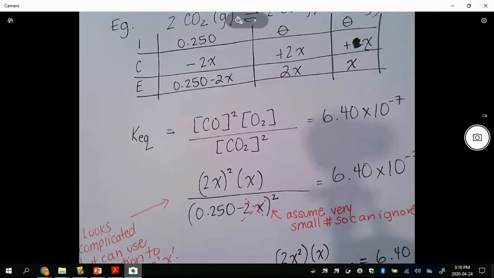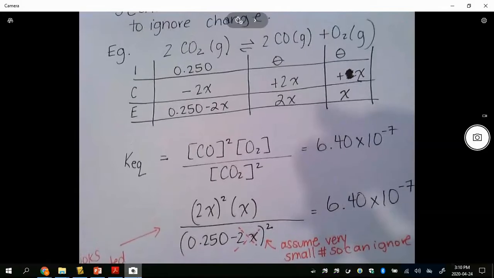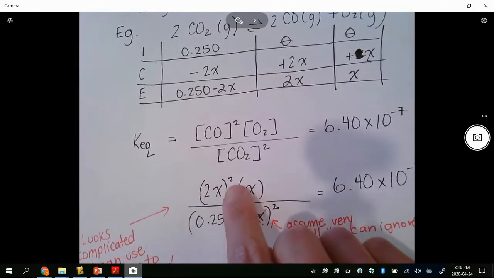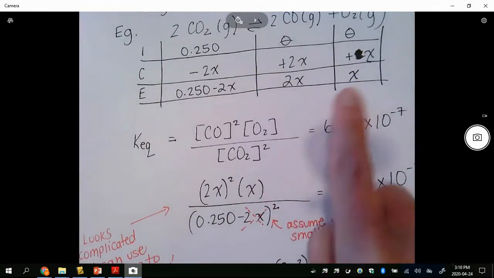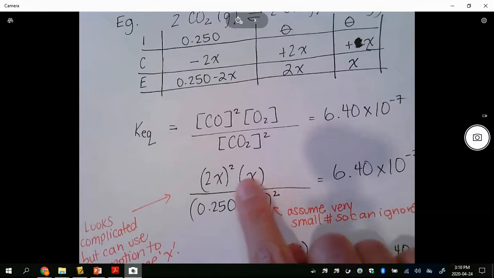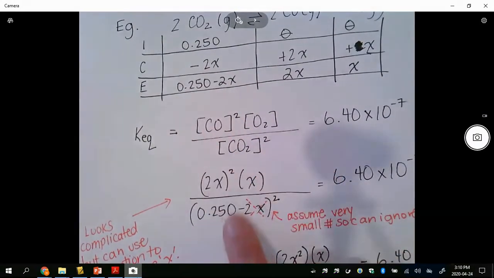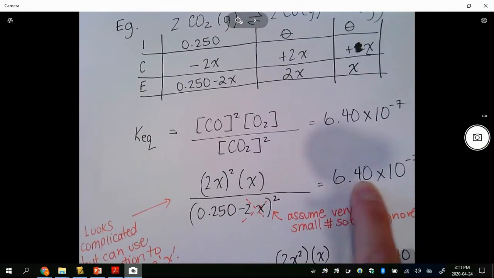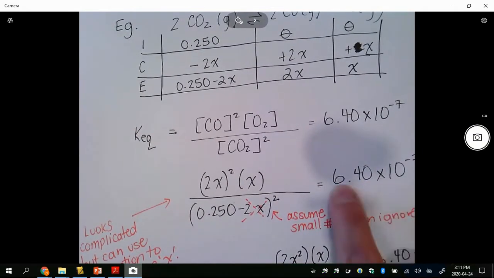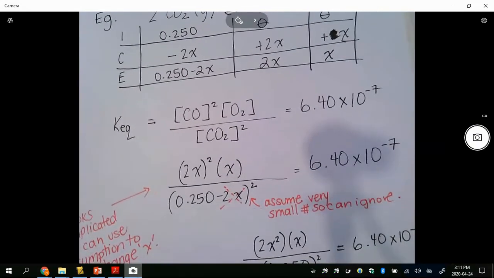So CO is 2x, squared, times O2 is x, and we're dividing it by CO2 squared. So CO2 is 0.250 minus 2x, all in brackets, squared, and we're making that equal to the KEQ value that they gave us in the question. Okay?